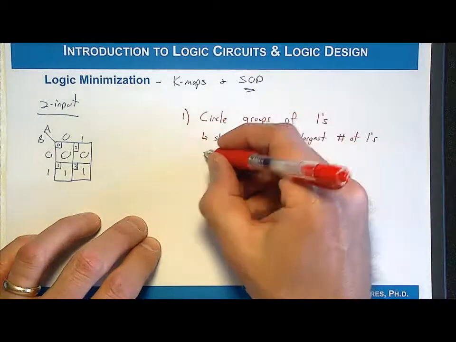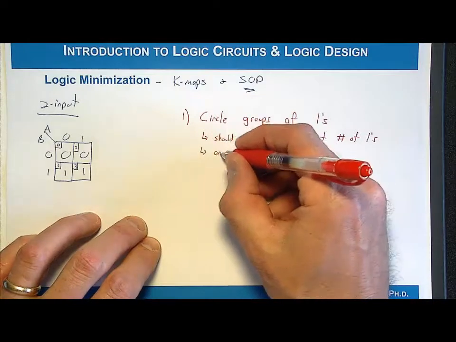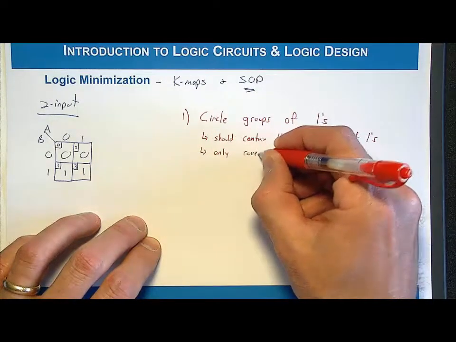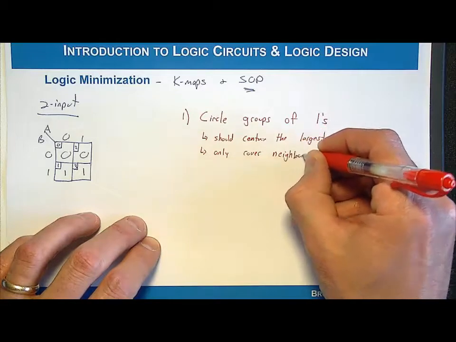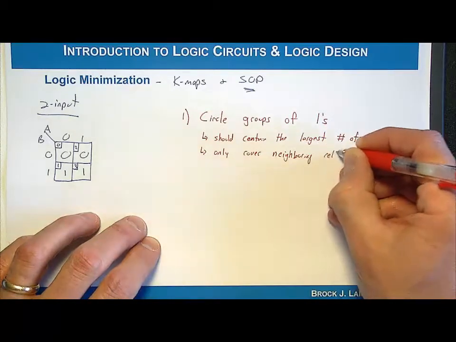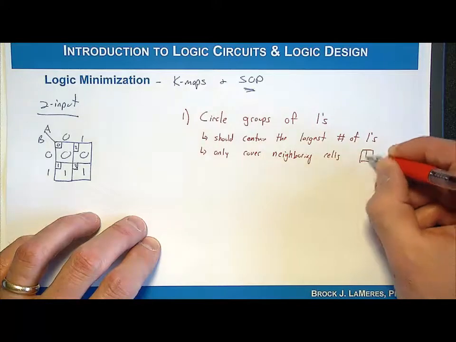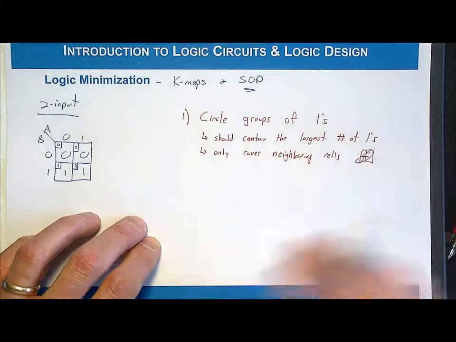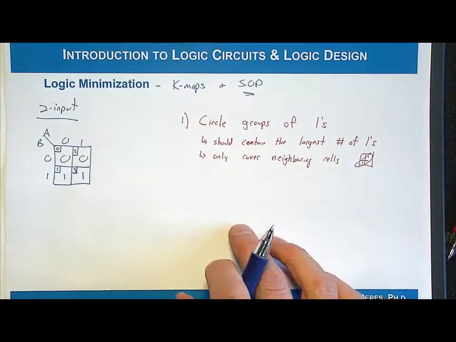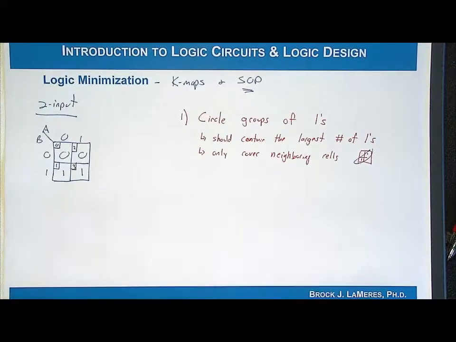And these circles only cover neighboring cells. So for example, if you had something like this, where you had a 1 and a 1, you don't circle diagonally. Okay, so you never circle diagonally, you only do neighbors.